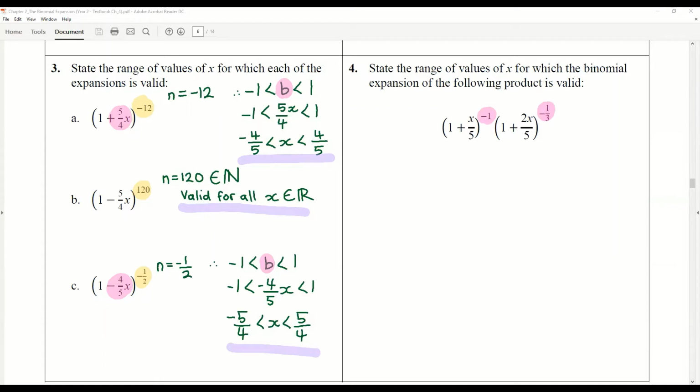So let's consider each one separately. So I'm going to call this one number 1. I'll call this one number 2, and let's have a look at 1 first. So the range of validity, so we take our b value, so it's going to be x/5 in this instance, is sandwiched between -1 and 1, not including both. So therefore, multiply everything by 5.